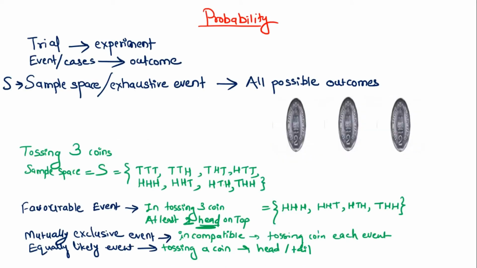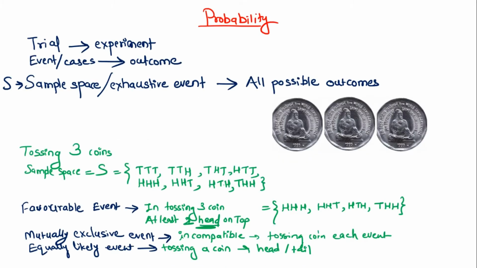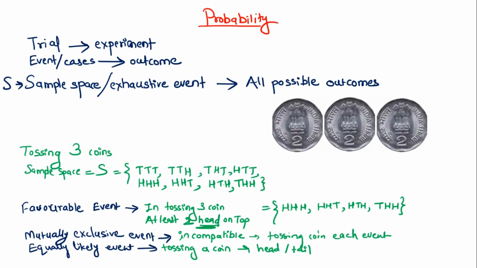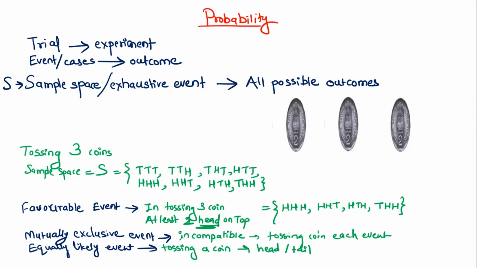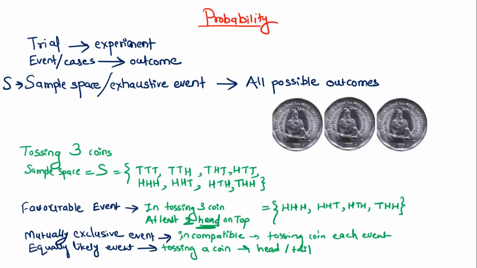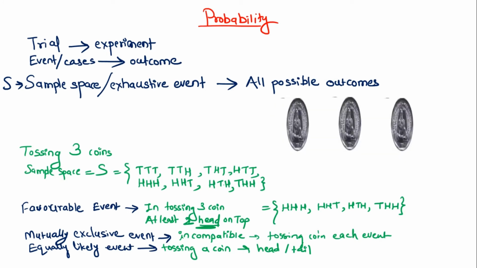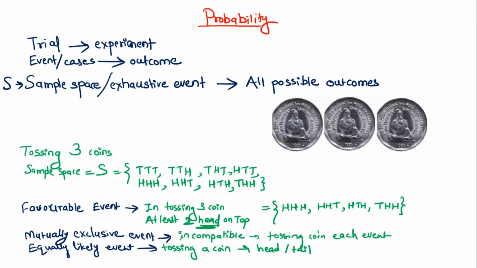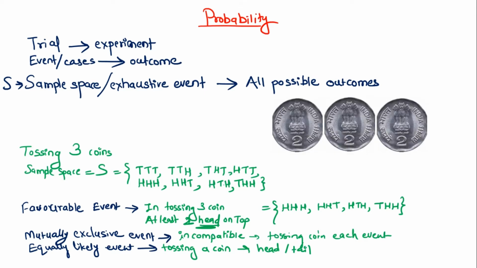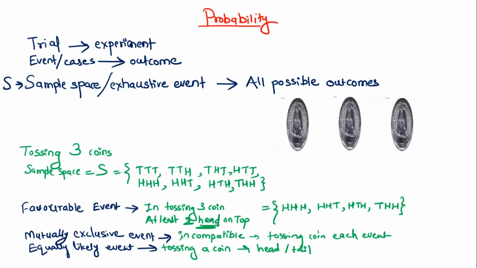In terms of probability, when you perform any experiment, that is called a trial, and the outcome or output of that particular experiment is called an event or case. When you have all possible outcomes for a particular experiment, these are collectively called the sample space or exhaustive event. That is also denoted with the set S.